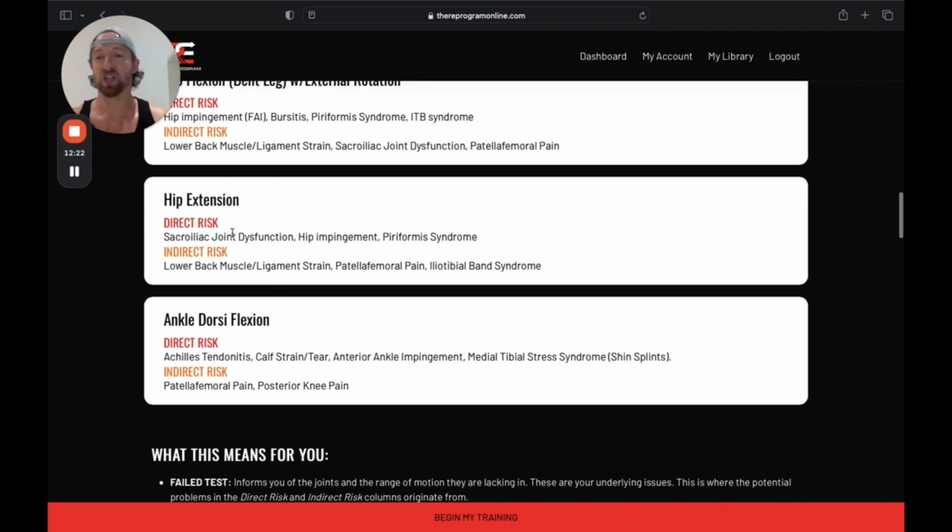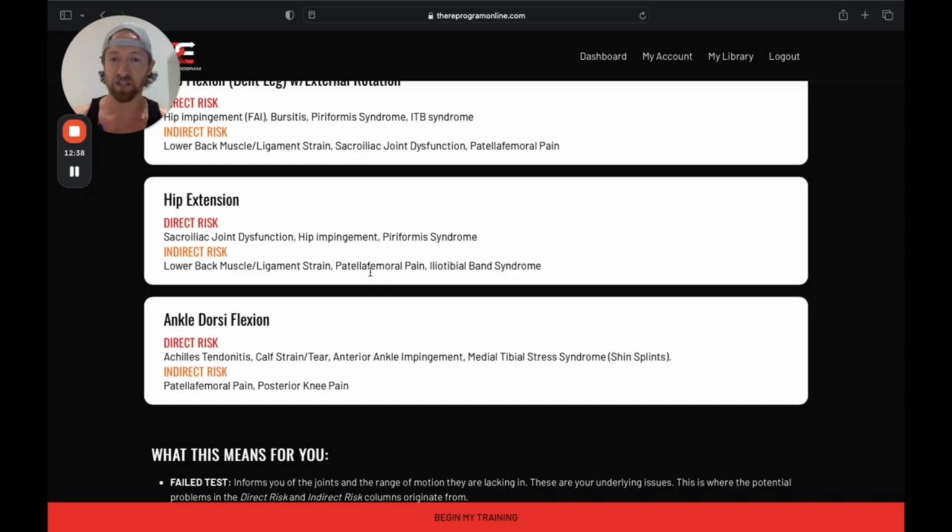Okay, hip extension, massive one. Direct risk, SI joint dysfunction, hip impingement, piriformis syndrome. And again, without that hip extension, usually the joint above and below get affected. So we're looking at lower back issues, knee issues, patellofemoral pain because of the tight quad muscles, iliotibial band syndrome because it doesn't have the strength of the gluteus medius for starters, or the glute max because we're not hitting that extension angle, and then the lower back kicks in to make up for that loss of extension.